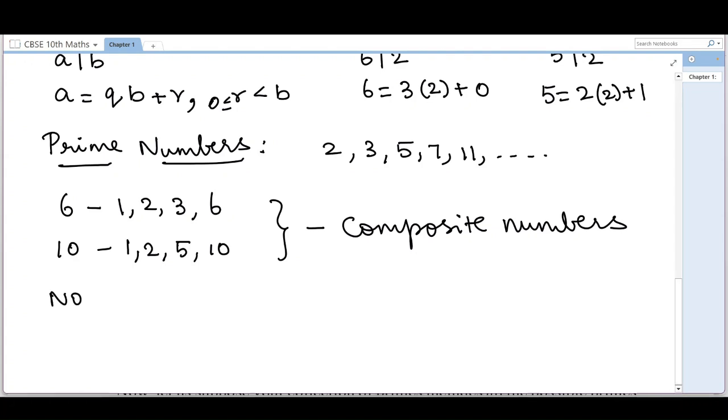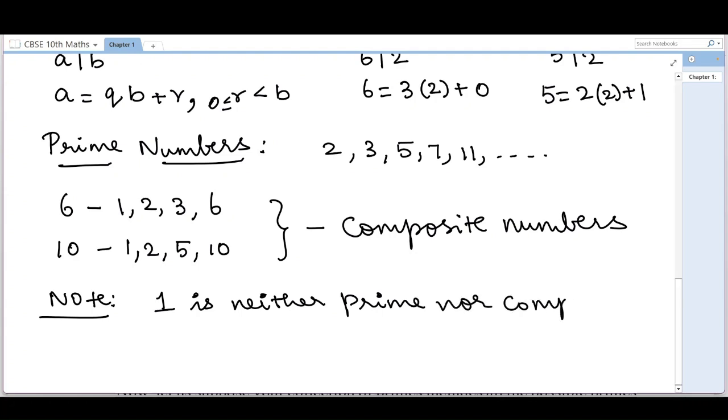It is to be noted that 1 is neither a prime nor a composite number, because 1 has only the divisor 1. So it does not come under the idea of prime numbers, whose divisors are 1 and itself, and for composite numbers the number of divisors should be more than 2. So 1 is neither prime nor composite.